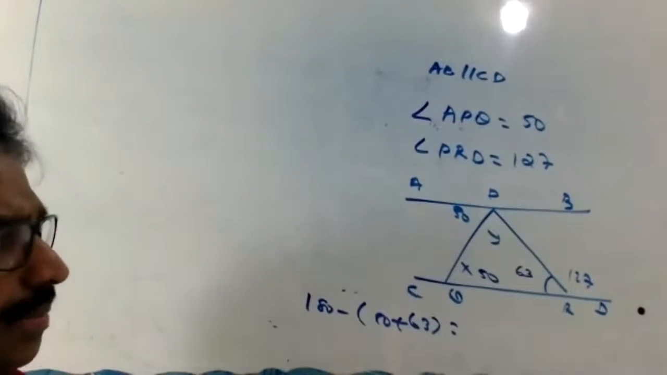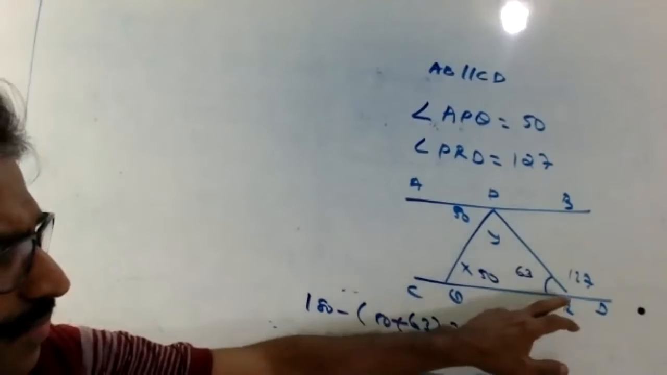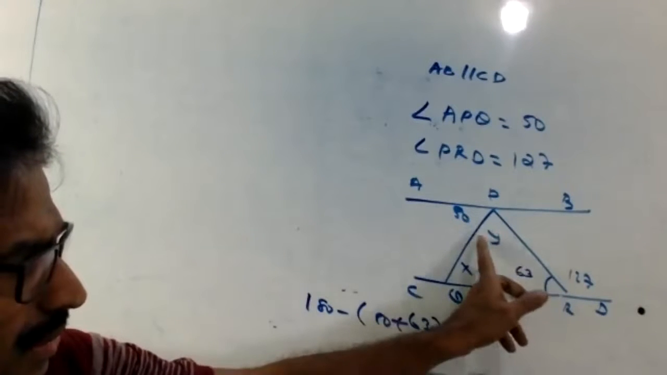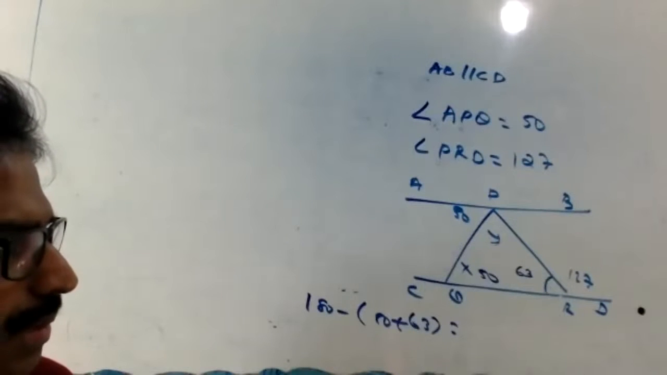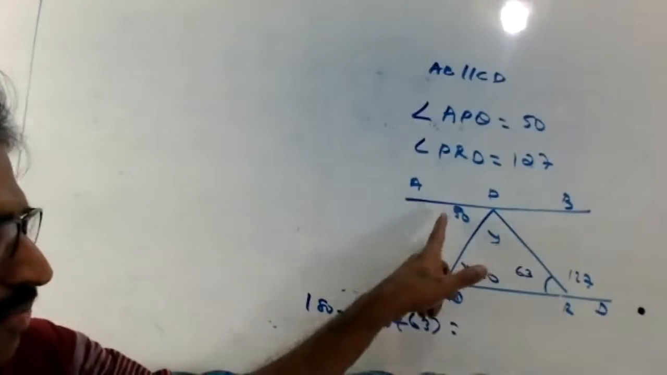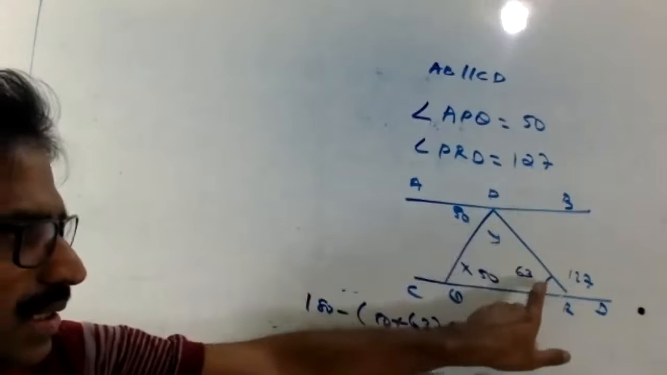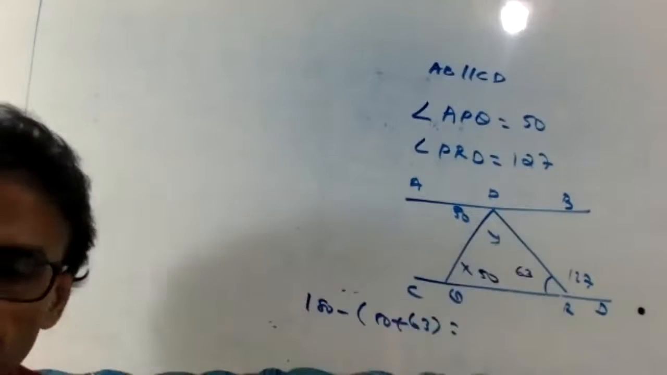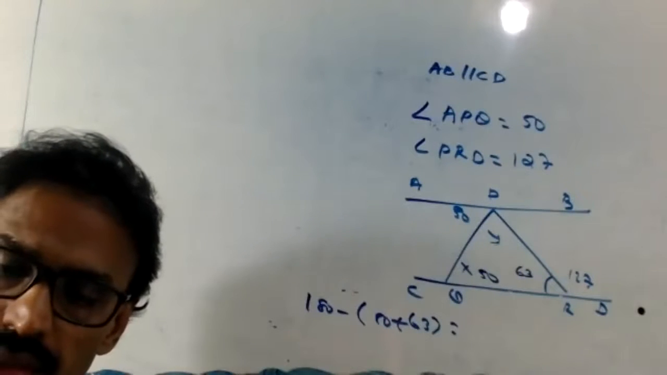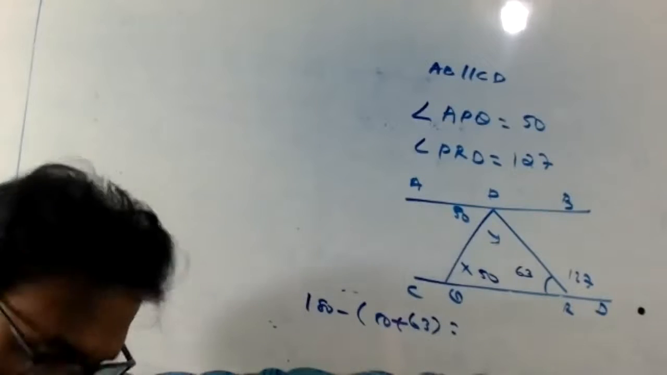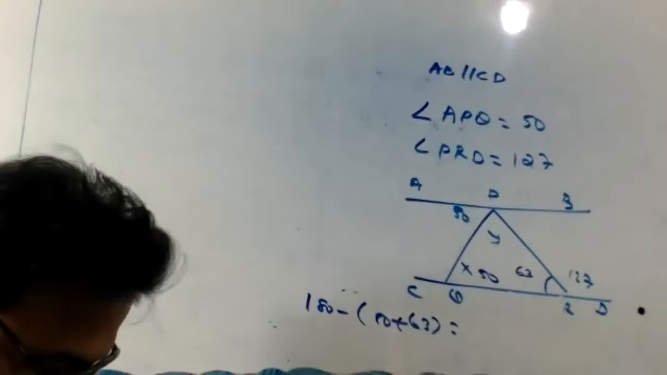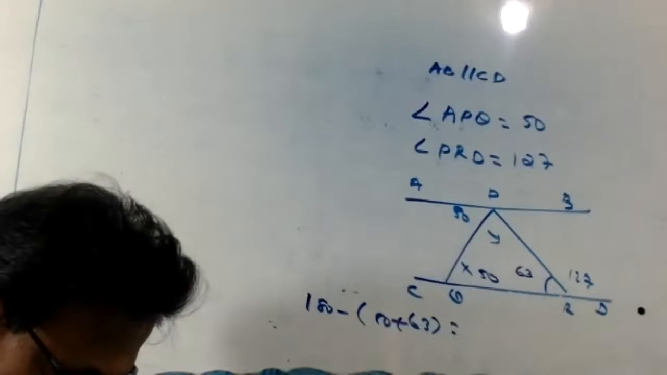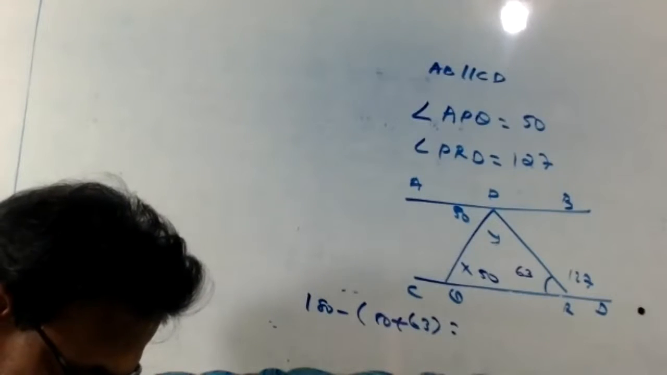So is there any other method you can apply? Look here. Suppose this is 127, then you can find out this total. Any other methods you can also search. 50 plus y plus this 63. This is 63. Then you can find out y. x is 50, y is 77.